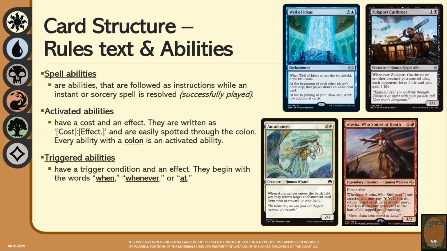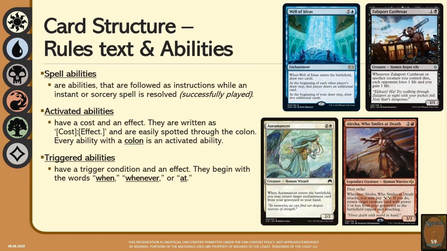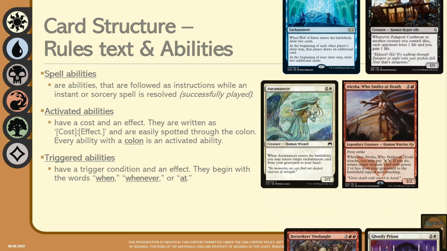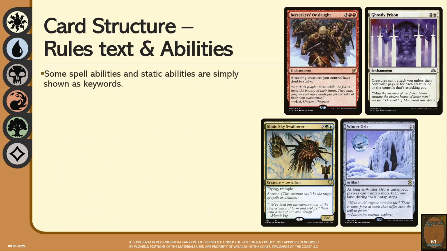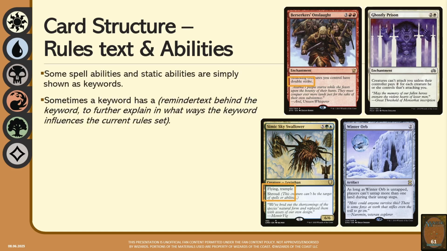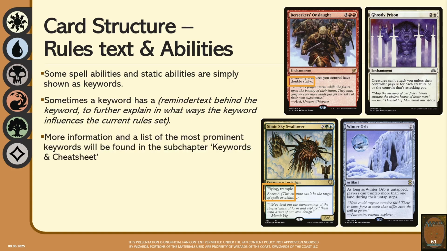Triggered abilities have a trigger condition and an effect. They usually begin with the words when, whenever, or at. Static abilities are written as statements. They are simply true. Static abilities create continuous effects which are active while the permanent is on the battlefield and has the ability. Some spell abilities and static abilities are simply shown as keywords. Sometimes a keyword has a reminder text behind the keyword to further explain in what ways the keyword influences the current rule set. More information and a list of the most prominent keywords will be found in the subchapter Keywords & Cheat Sheet.